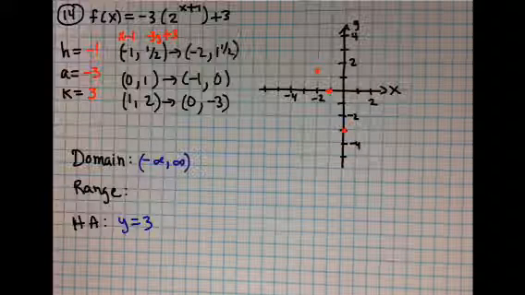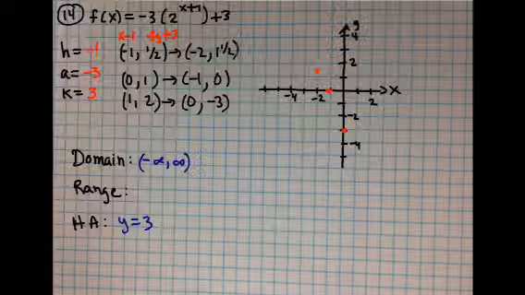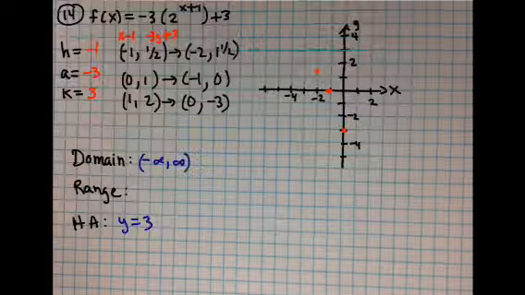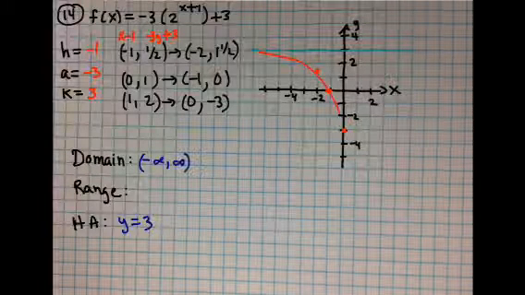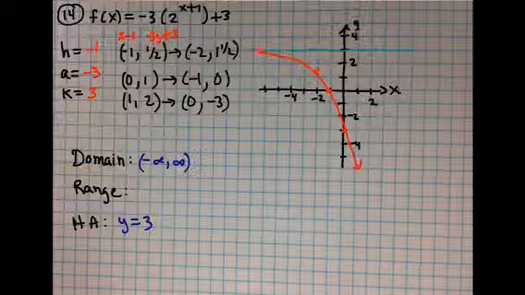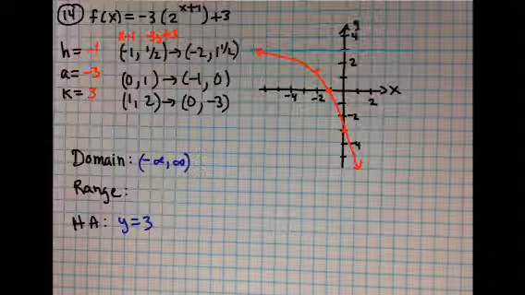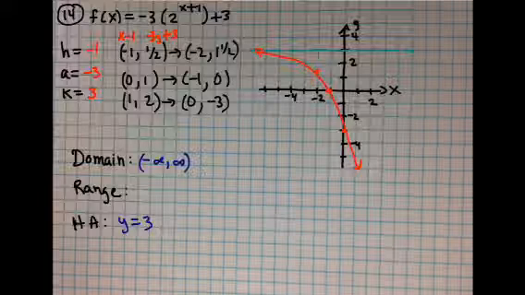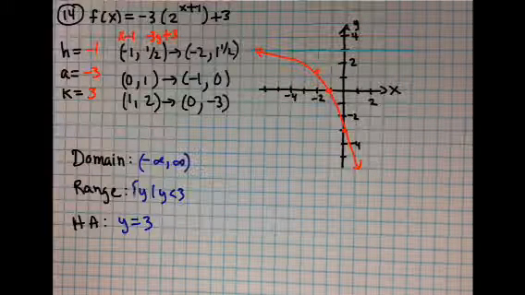Before I connect the dots though, I'm going to draw the horizontal asymptote at y equals 3, because that's going to help me connect the points. Okay, so now I'm going to connect the points something like this, like that. So the range would be all y less than 3, so you can write it like all y such that y is less than 3, or in interval notation it would be negative infinity to 3.